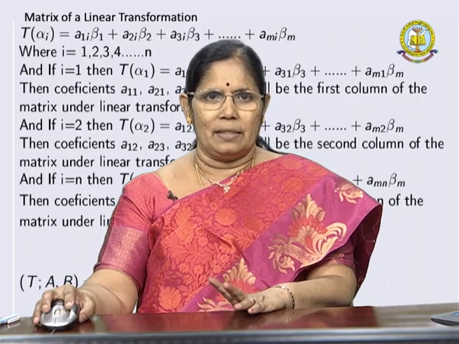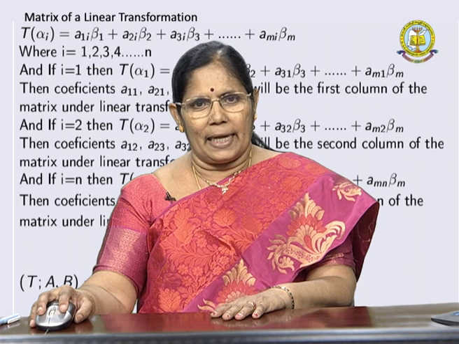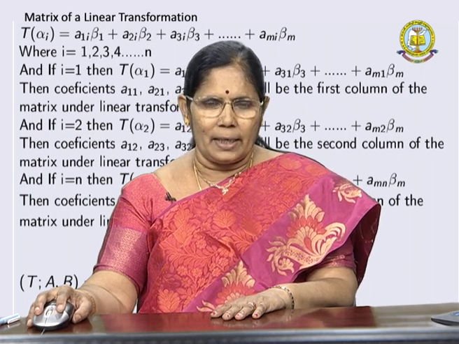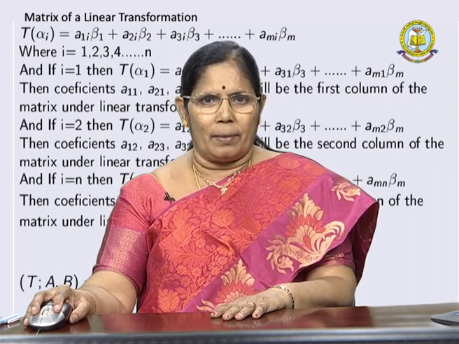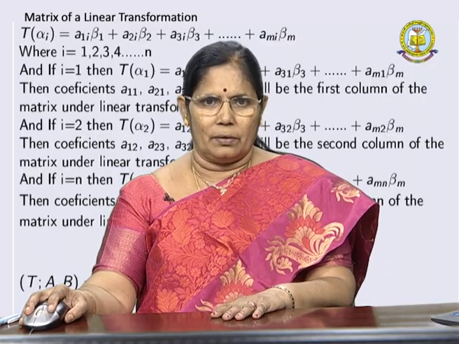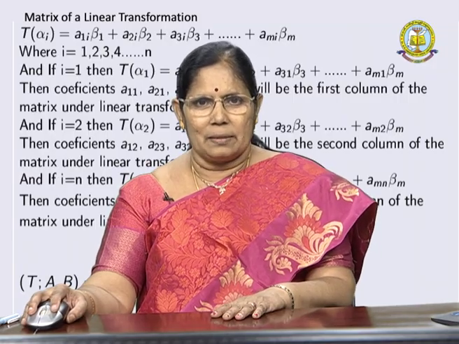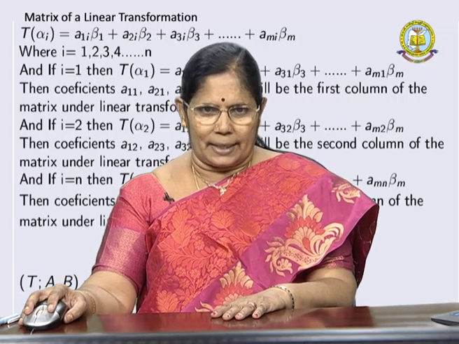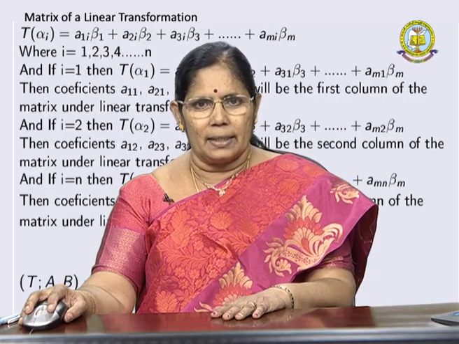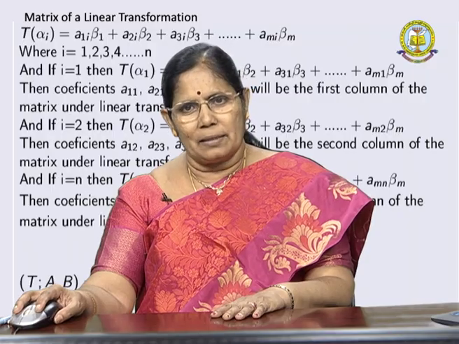I tell you one easy method. Suppose you take (x, y, z) as a into (1, 1, 1) plus b into (1, 1, 0) plus c into (1, 0, 0). Then you have a plus b plus c is x, a plus b is y, a equals z. Solving this, what will you get? a equals z, b is y minus z, c is x minus y.